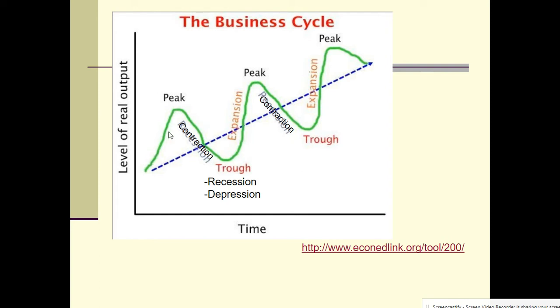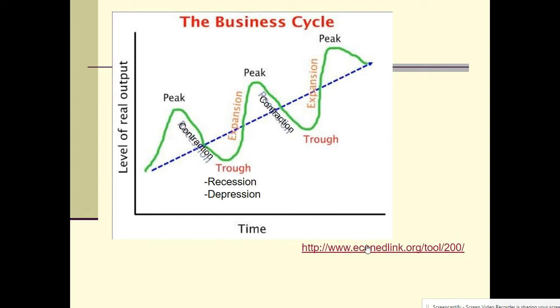As it's peaking, you've got expansion. As it's getting smaller, you've got contraction. Peak is the high point, trough is the low point. When you're at the low points, recessions and depressions happen. The main difference between recession and depression: recession tends to be short term, depression tends to be long term.